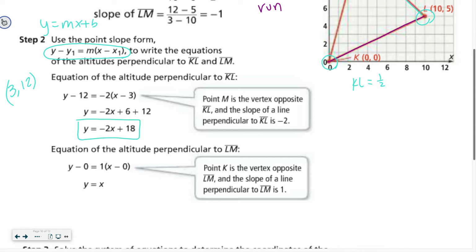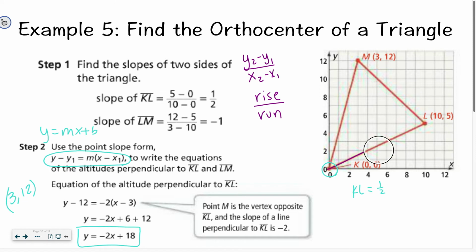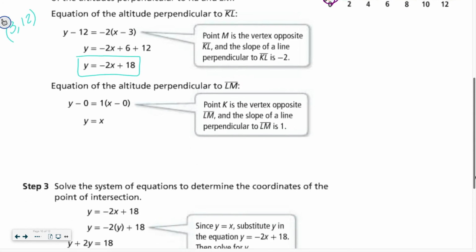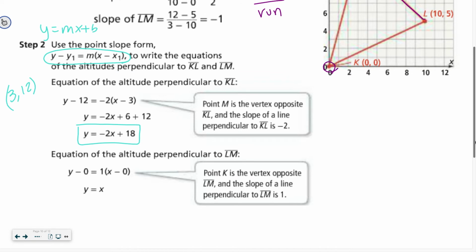Then, if I'm trying to find the altitude that's perpendicular to LM, I see that I'm looking at LM, I'm using L and M, but I'm not using point K, so I'm going to use that (0, 0) to solve. And my original slope for LM was negative 1, so my perpendicular slope is going to be a positive 1. So I have that. And then if I have y minus 0 equals 1 times x minus 0, that's my point K plugged in. That becomes y equals x.